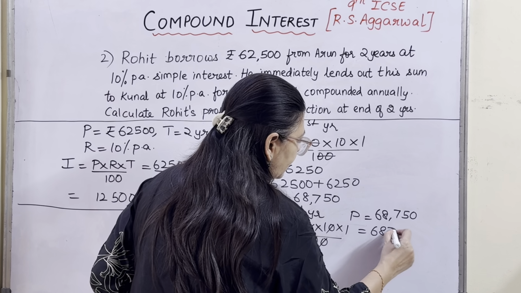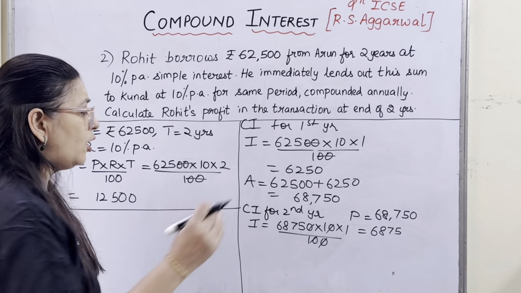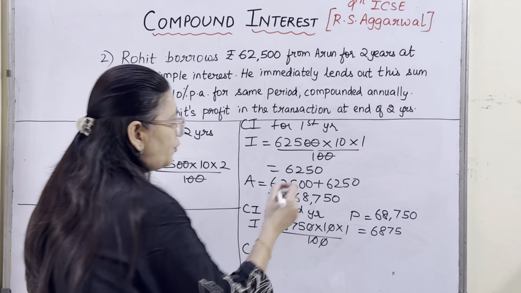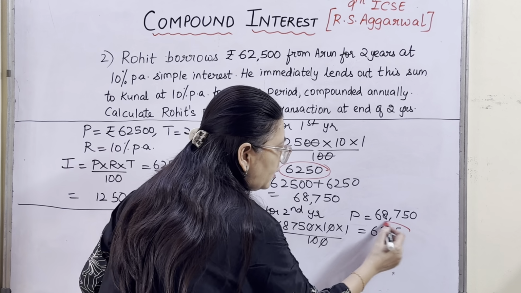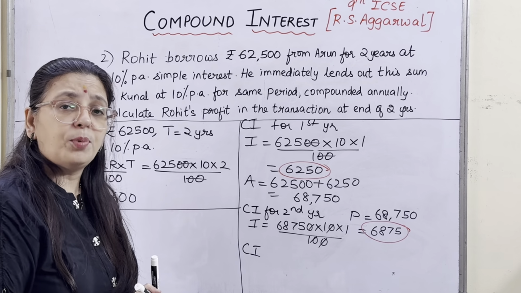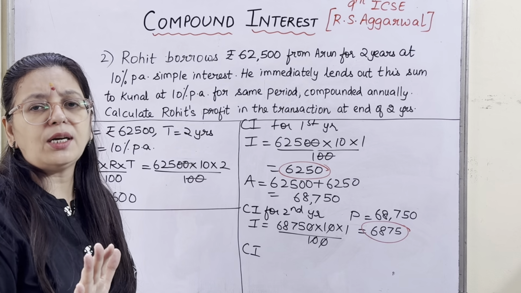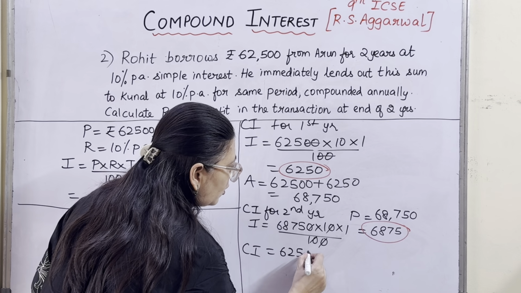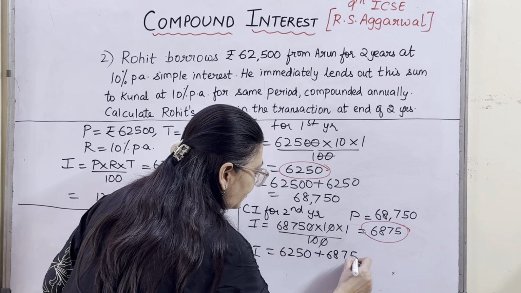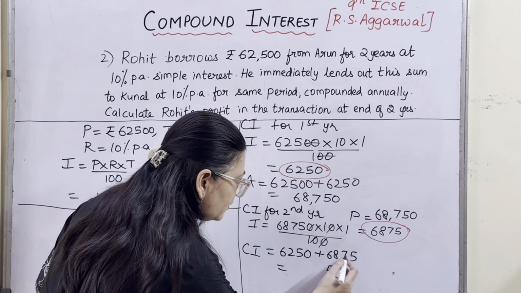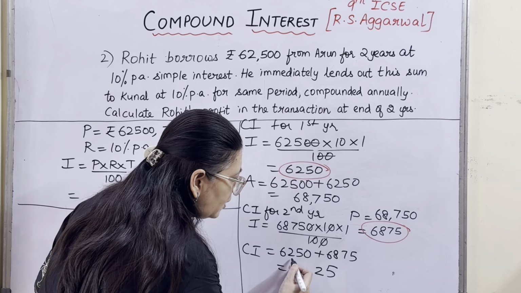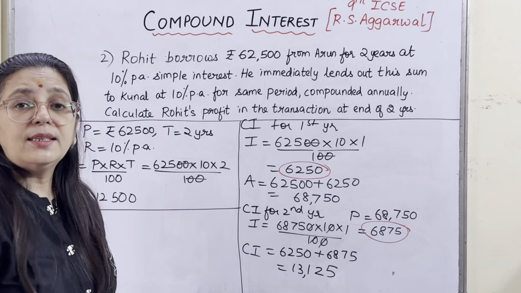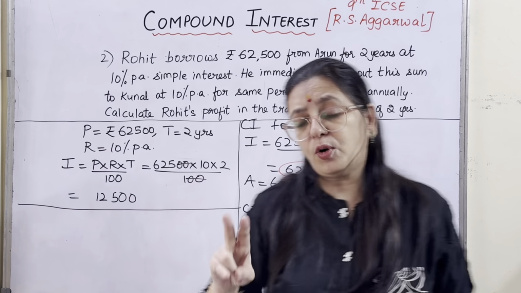Interest is 6875. Correct? Now what is the compound interest for both the years? Compound interest for both the years means for the first year it is this, for the second year it is this. We have to add up both to tell what is the total compound interest earned. Okay? So this is 6250 plus 6875, which will come to 5, 7 plus 5, 12, 1, 9 plus 2, 11, 1, 13. This is the compound interest for the 2 years.